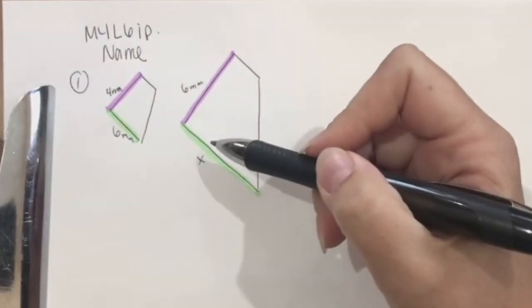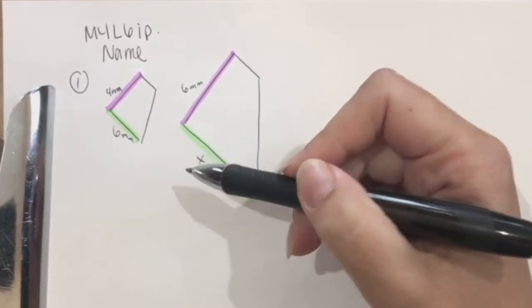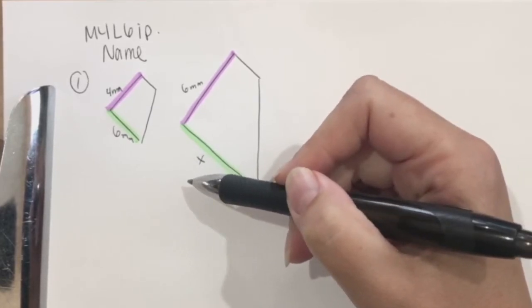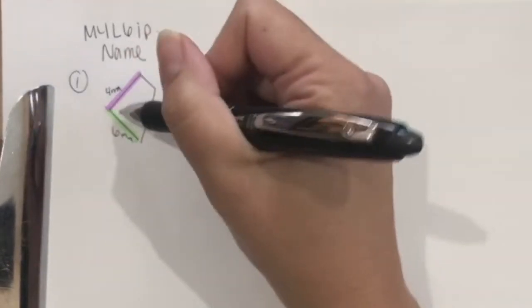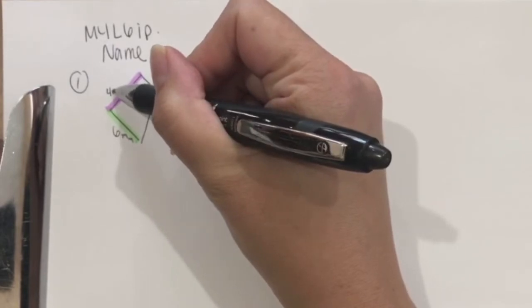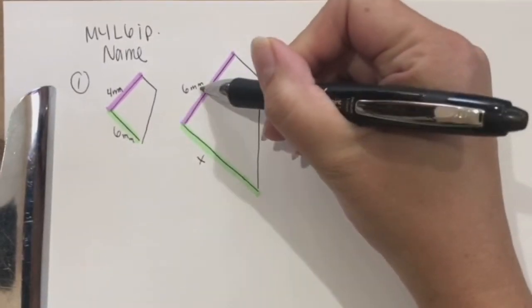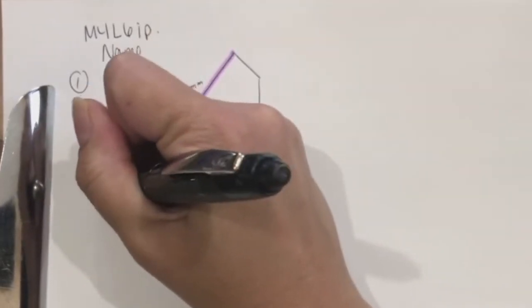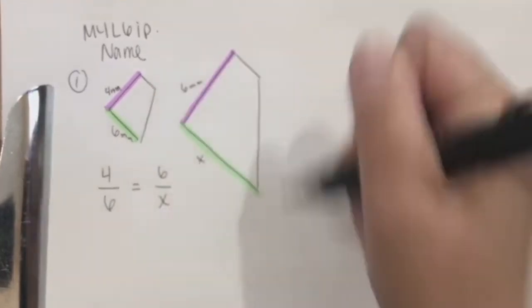There are a couple different ways to solve this. My favorite one is to set up two equal ratios and solve for the missing x. So for example, we can set this up like the 4 side compared to the 6 side is going to be equal to the 6 side compared to this x side. It looks like this. 4 goes to 6, just like 6 goes to the x.